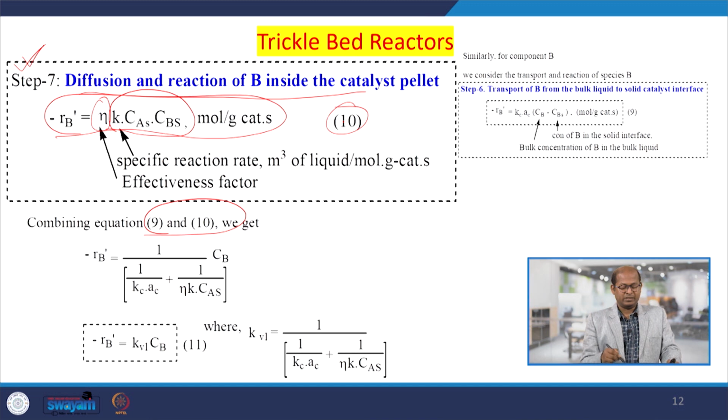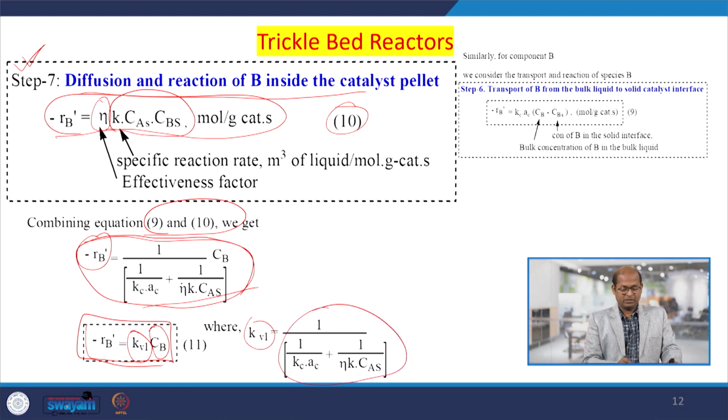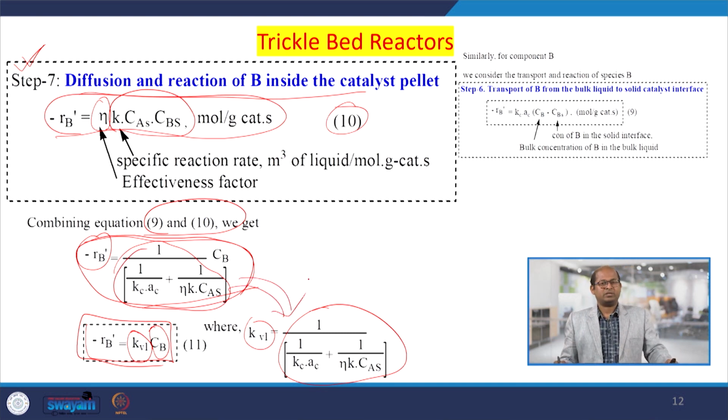If we rearrange and add both equations 9 and 10, then we will get this, and we can write minus R_B prime equals K_VL into C_B. What is K_VL? It is this component that is left, which we are writing as K_VL for simplification.